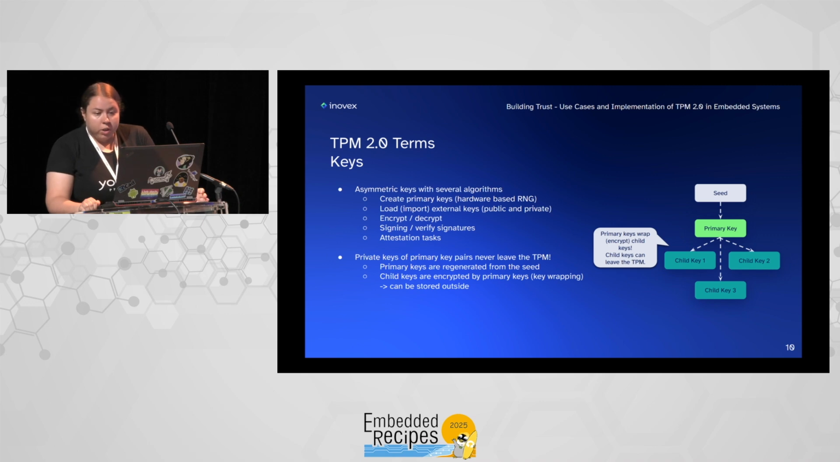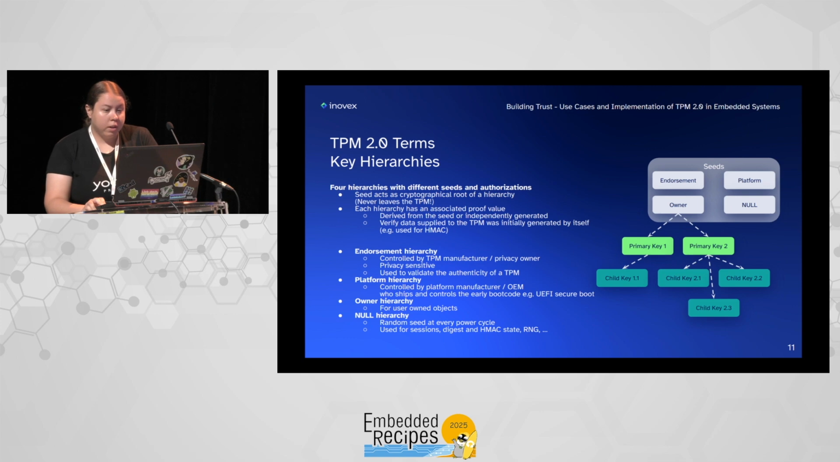You can directly use primary keys, but it's more common to derive child keys from primary keys. And they can leave the TPM because they use a mechanism called key wrapping, which basically encrypts the child keys with the primary key. So they cannot be used at all without exactly that TPM, and make it safe and secure to store the keys outside.